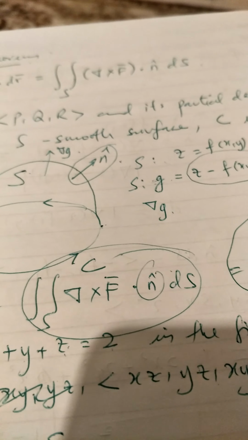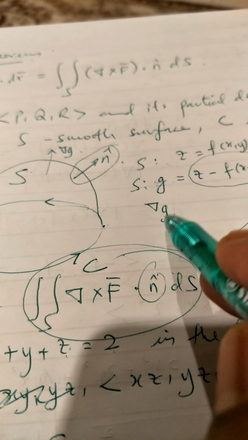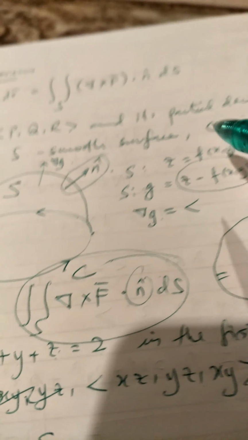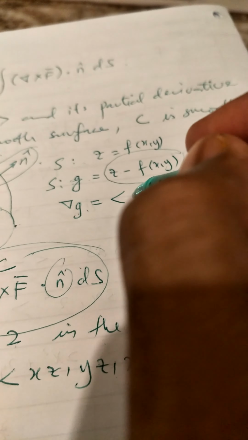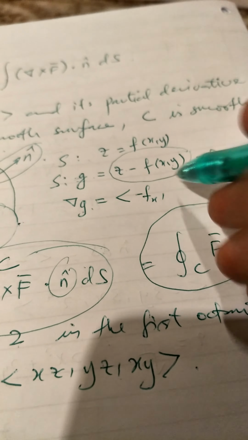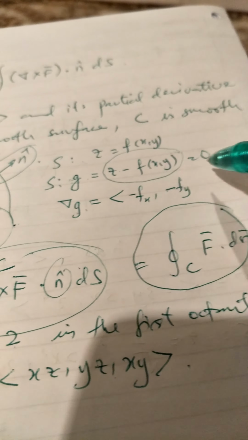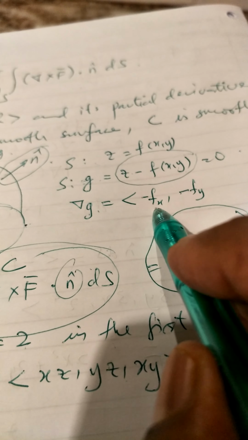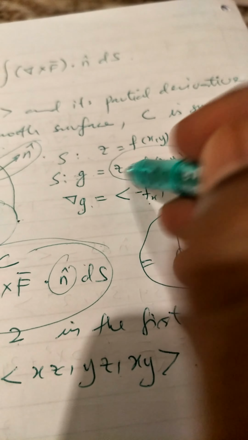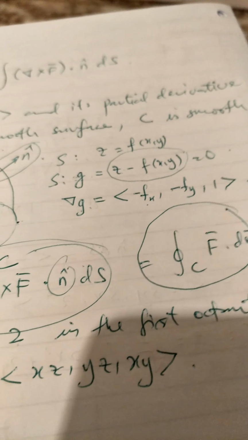Fine. In order to have del g here, you just need to differentiate this. Differentiating, you get negative f sub x, negative f sub y, which are the partial derivatives with respect to x and with respect to y, and differentiating with respect to z, you get 1.